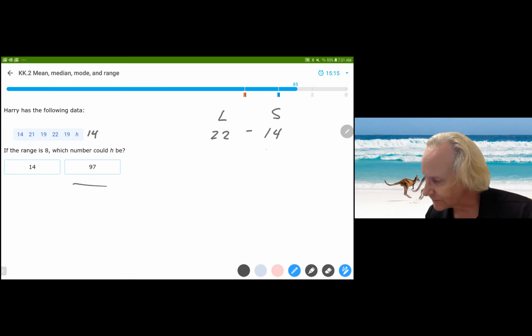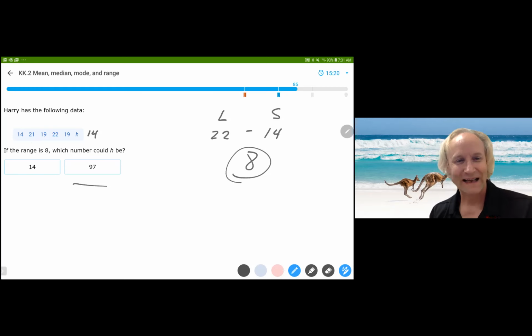22 minus 14. No, it's 8. Can't subtract, I'm telling you. Having a little trouble with arithmetic today. There it is. Yep, that's the range. Notice if I had put a 97, it would be here, and definitely it would not be 8. So there you go.